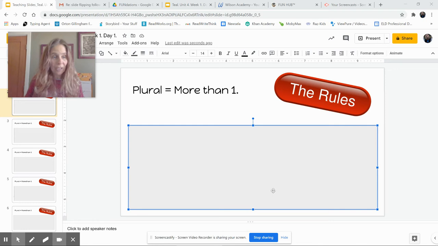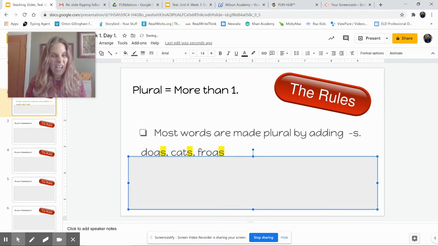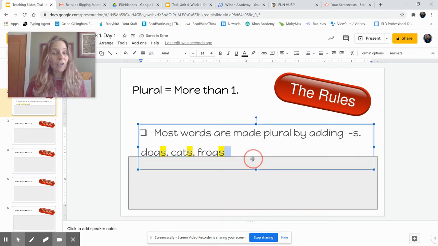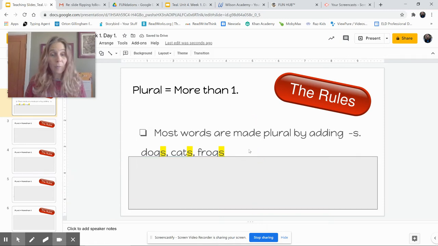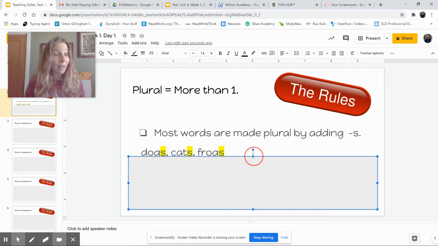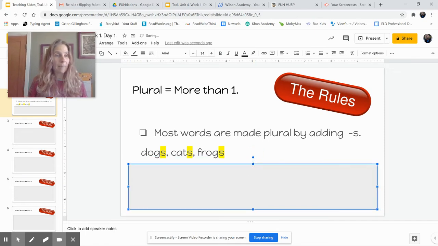And what a plural is, it's a really big word for meaning more than one. So if I have more than one thing, I need to change my word a little bit so I can tell my reader or the person that I'm talking to that I'm talking about more than one thing. So for example, if I have more than one dog, I need to add an S to the end of the word to mean more than one.